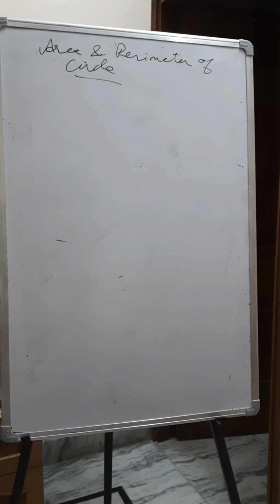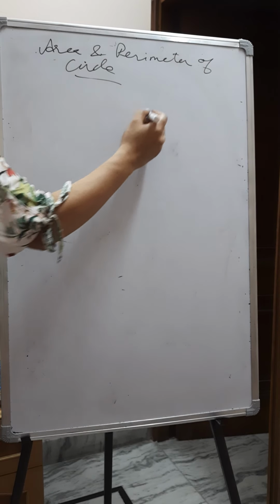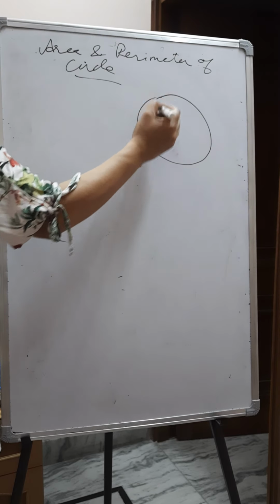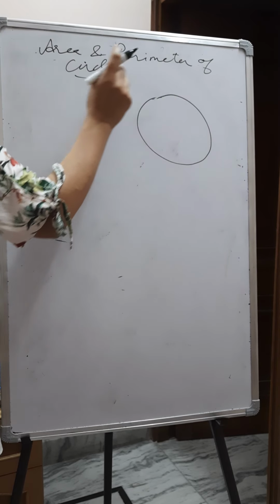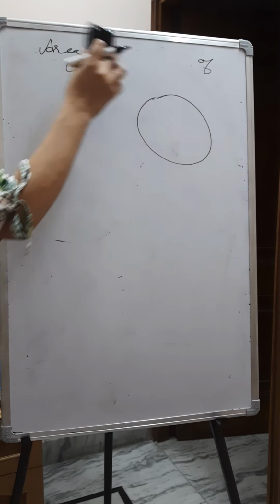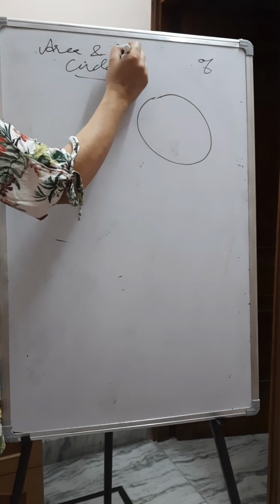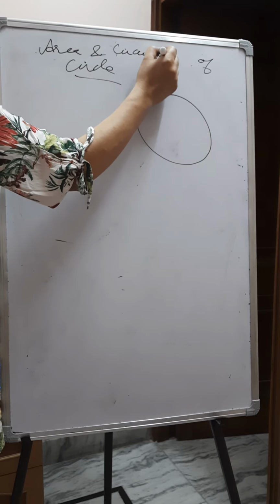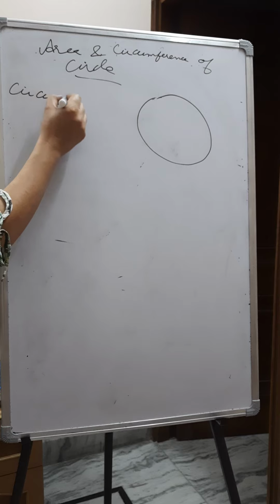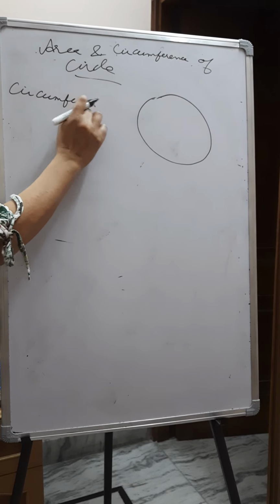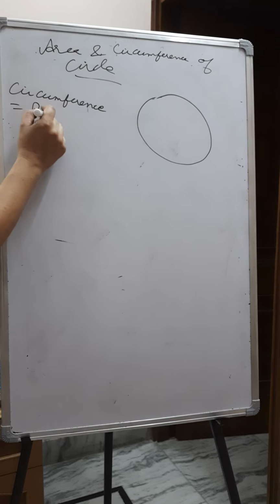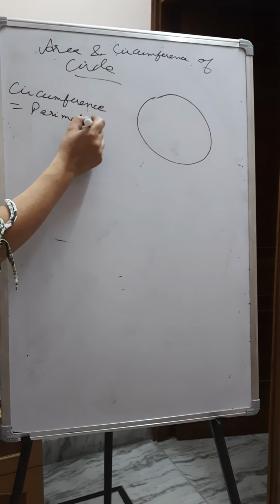Area and perimeter of the circle. As you all know, in case of a circle it is not called the perimeter, but the circumference. Circumference or perimeter, same thing. In the four-sided and three-sided figure we can say perimeter, and in a circle we can say circumference.